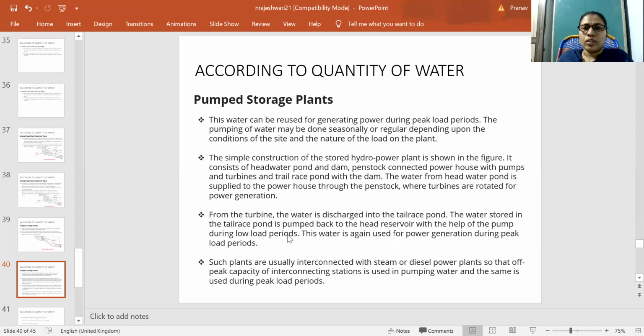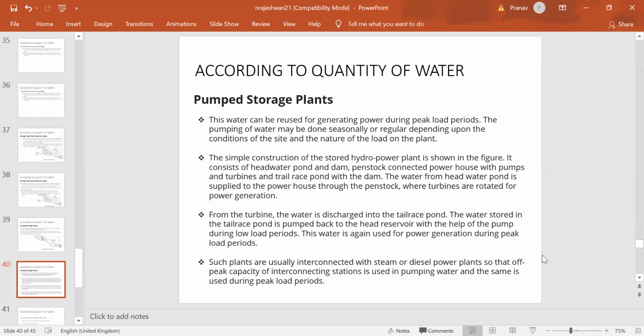The pumping of water may be done seasonally or regularly, depending upon the conditions of the site and the nature of load on the plant. A simple construction of a pumped storage hydropower plant is shown in this figure. It consists of a headwater pond and a dam, a penstock connected to a powerhouse with pumps and turbines, and a tail race pond with a dam.